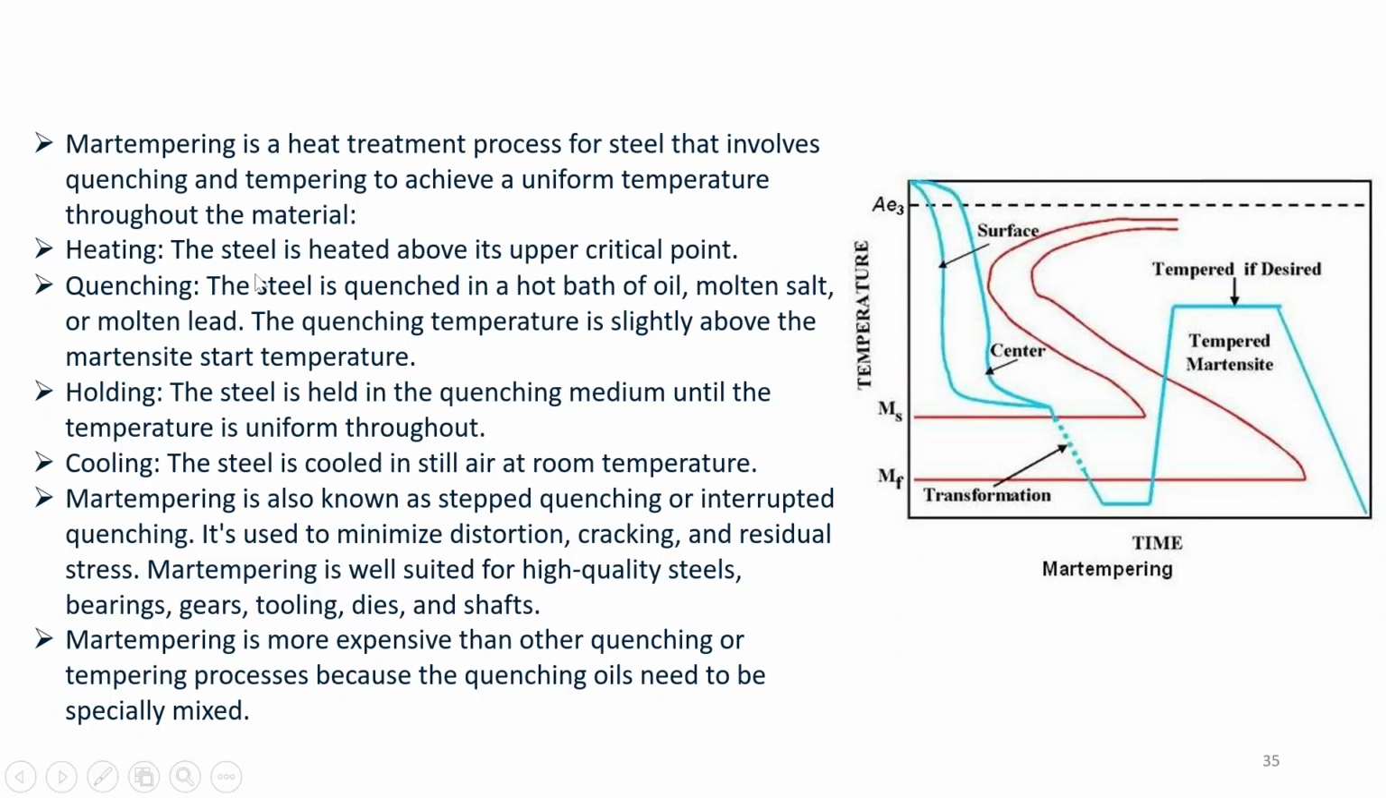And in this case the steel is heated above its upper critical point, and the steel is then quenched in a hot bath of oil, molten salt or molten lead, and the quenching temperature is slightly above the martensite start temperature. The steel is held in the quenching medium until the temperature is uniform throughout.